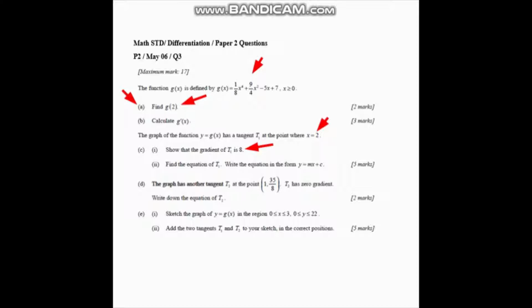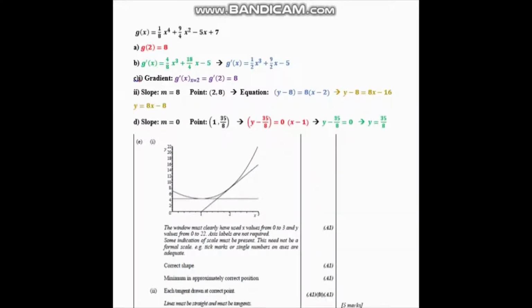So again we need the slope, which is 8, and the point, which is x and y. So we have everything we need. Next we just need to use the point slope formula. So there is our slope, there is our x value, and there is our y value, which we have obtained from question A. I shall plug these into the point slope formula. I shall expand and simplify, and the final equation of the tangent is y equals 8x minus 8.